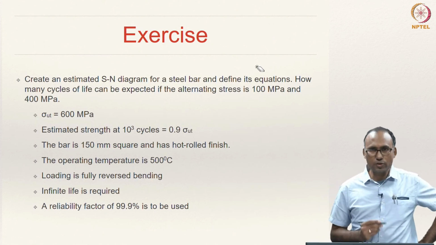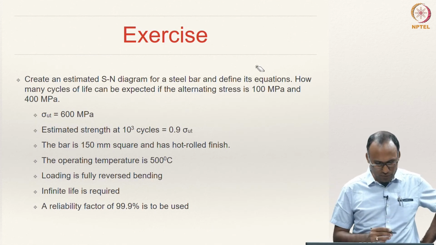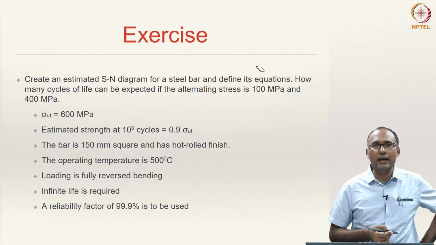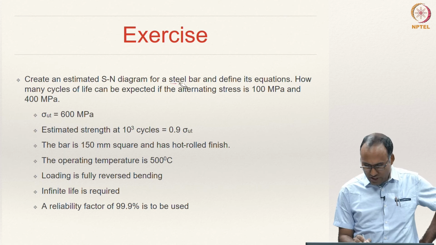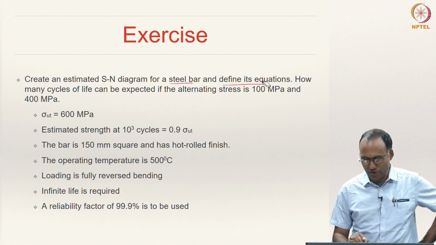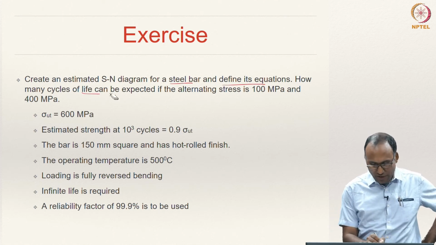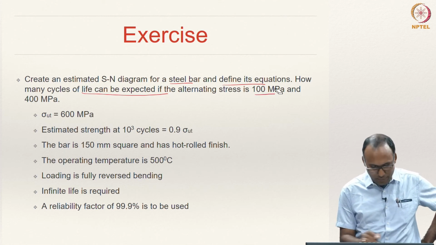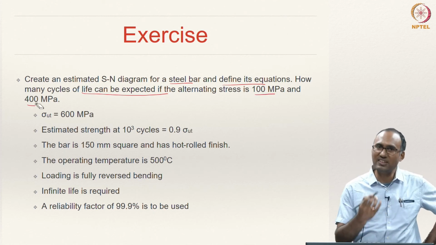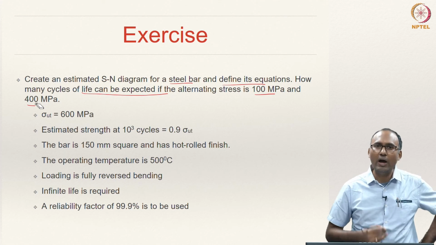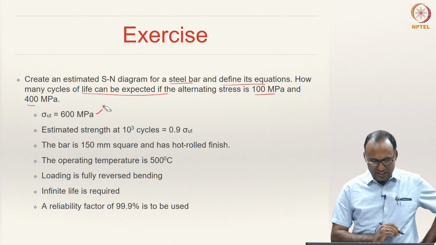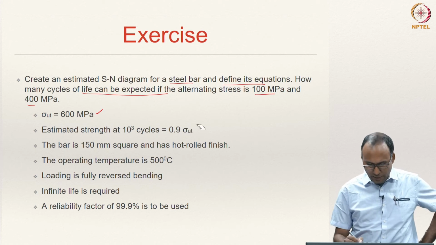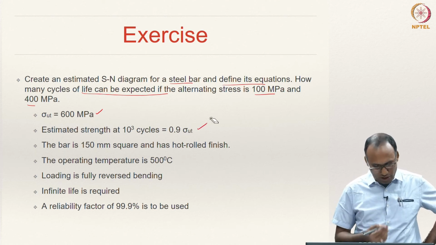Now, let us do this exercise problem, then we will see how the SN diagram can be created. So, create an estimated SN diagram for a steel bar and define its equations. How many cycles of life can be expected if the alternating stress is 100 MPa and 400 MPa? It is exactly the same problem, but now we have to incorporate the correction factors. Ultimate strength is 600 MPa, estimated strength at 10 power 3 cycles is 0.9 SUT.